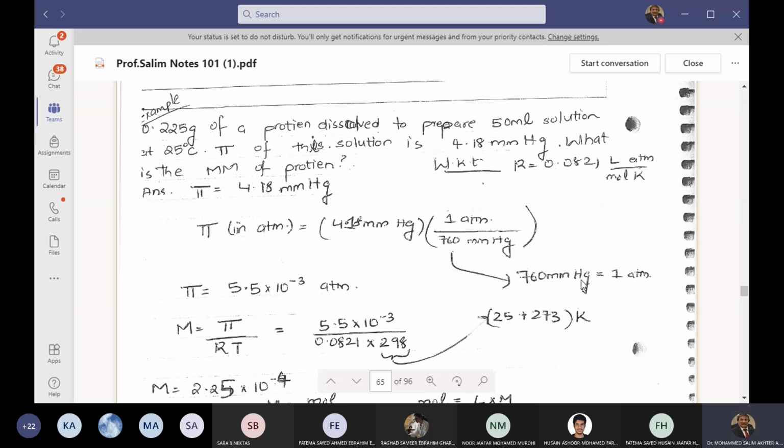Because 760 millimeter mercury is equal to 1 atm. So I got this answer. 4.18 divided by 760. Is this the correct number? 5.5 times 10 to the power minus 3. Yes, doctor. Good. Okay, my friend. The formula I know is pi is equal to MRT. Before I go to the next step, I want to tell you something very, very important. This question is always in the exam.